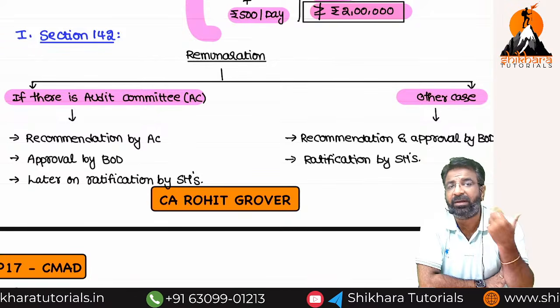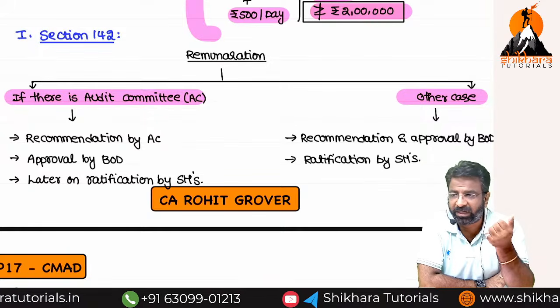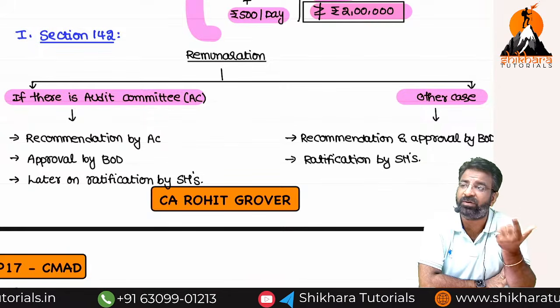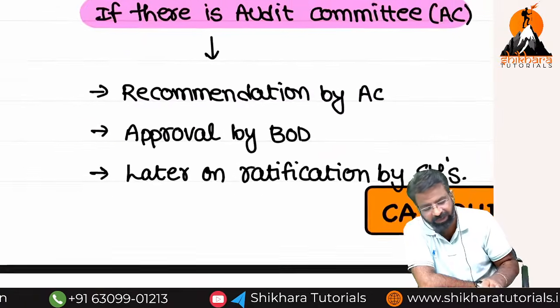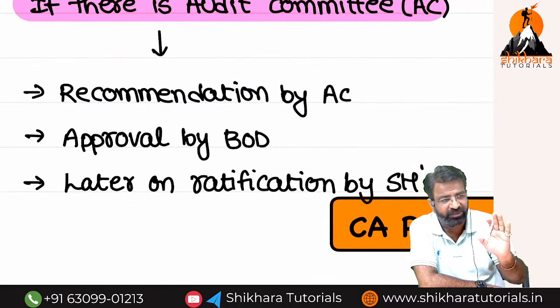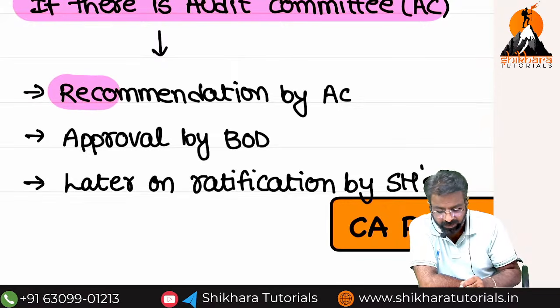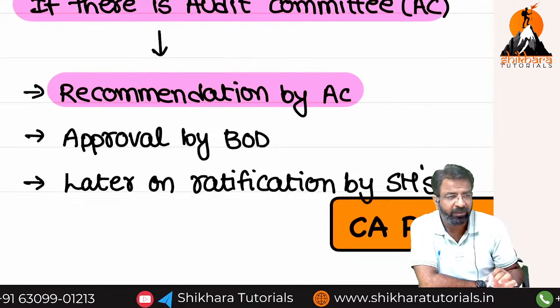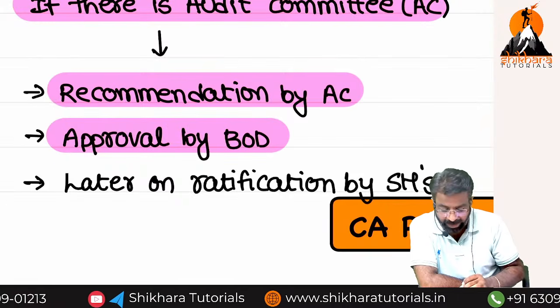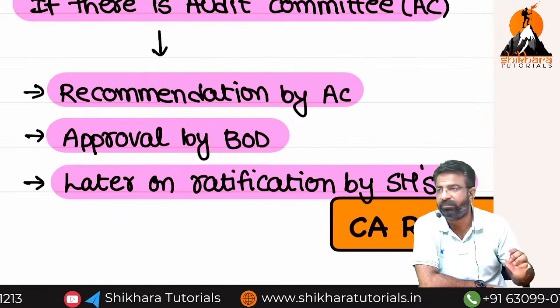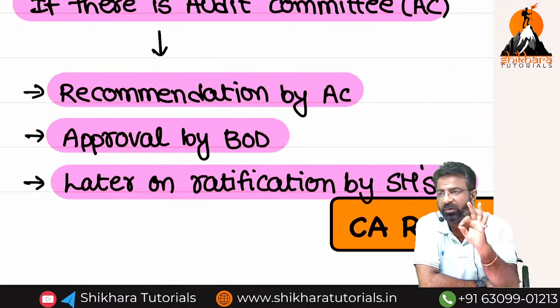They recommend the appointment, engagement terms and remuneration of auditors. Are you getting the point? If my client is having a which committee? 3 processes are there. Process number 1. I will be recommended by audit committee, but appointed by and later on ratified by whom? Shareholder. 3 people are involved.